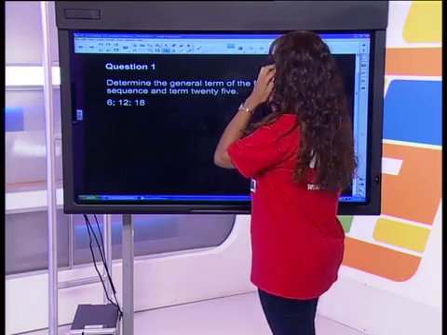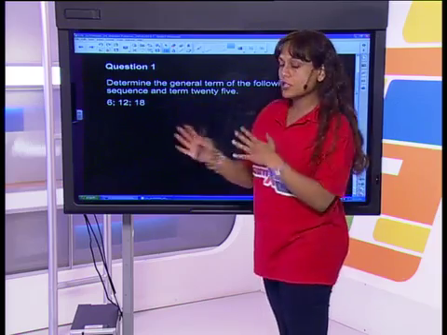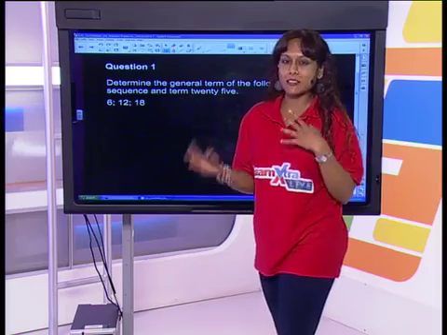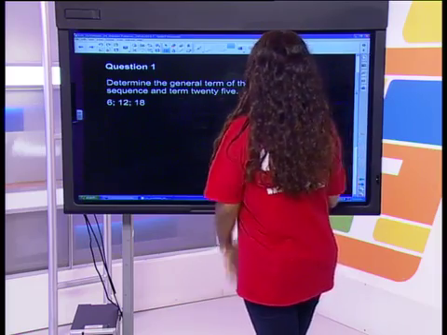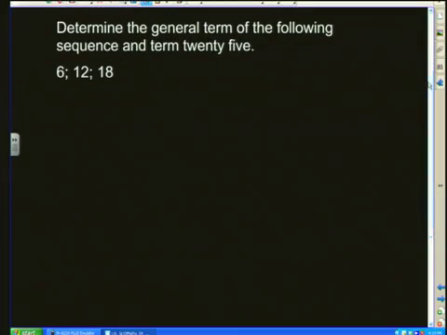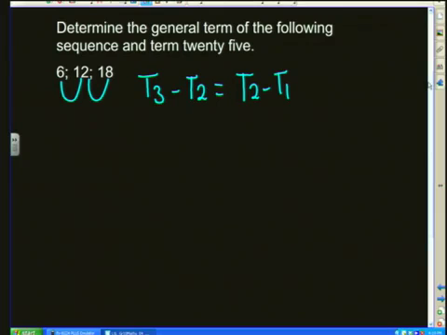So in this question, they just give you that this is a sequence. They don't tell you what kind of sequence it is. The first thing you need to do is to test and see what kind of sequence it is. All right. So we've got the terms 6, 12, 18. We know nothing else about the sequence. The first thing we need to do is determine if it's arithmetic. How do we know if it's arithmetic? Well, term 3 minus term 2 must give us the same answer as term 2 minus term 1. So there's got to be a constant first difference.